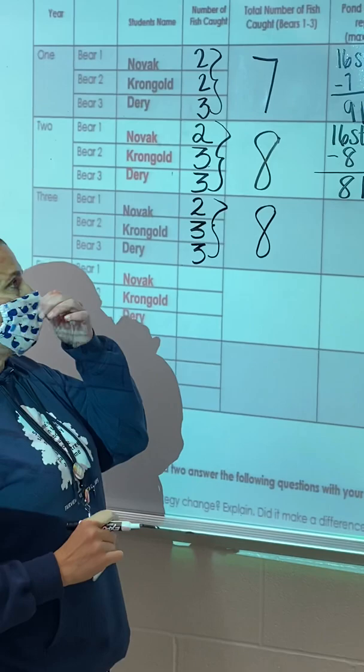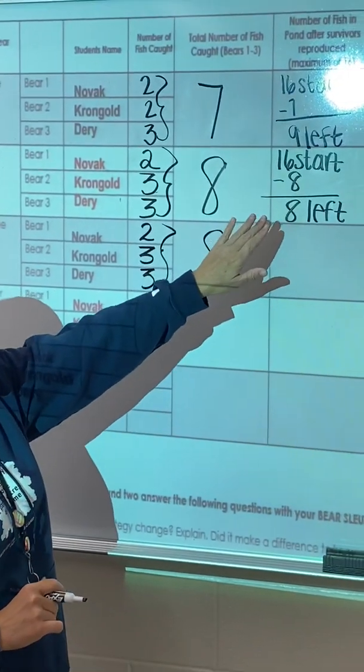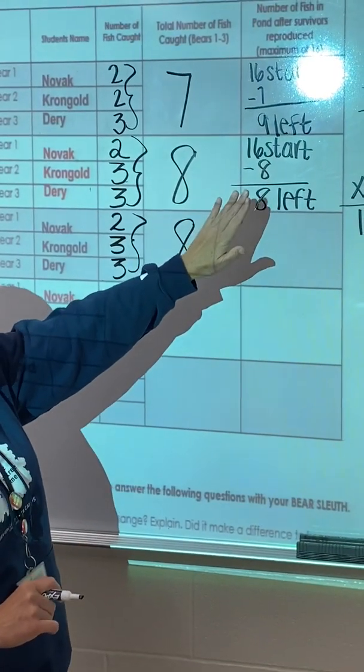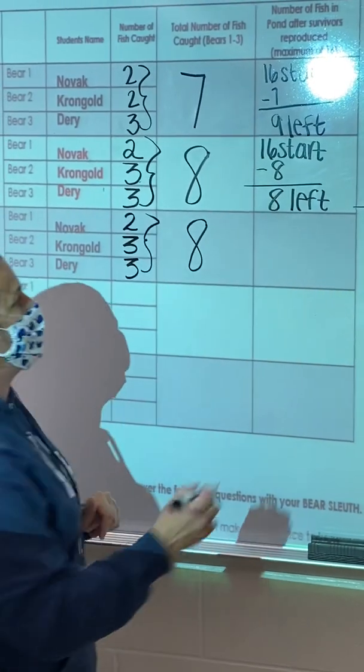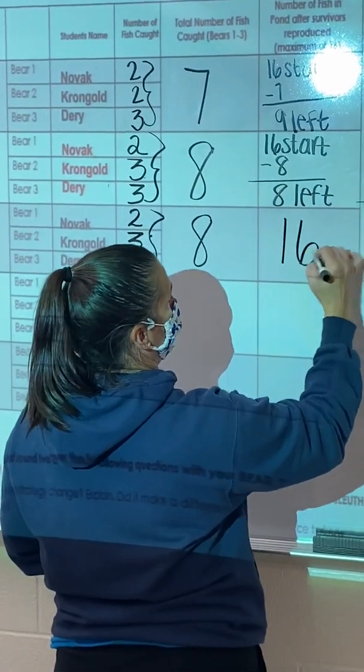Our math is gonna be exactly the same as it was over here. So at the end, the number of fish that survive is 8 and they reproduce, so we'll have 16 fish in our pond next year.